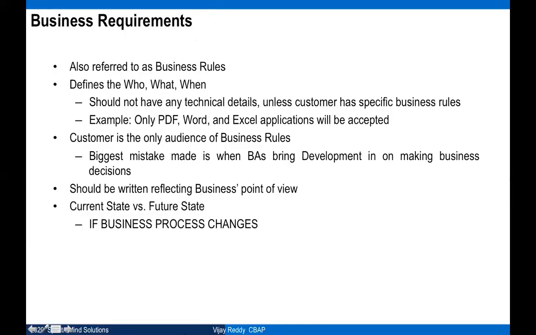Also referred to as business rules, it defines who, what and when, not how. It should not have any technical details unless the customer has specific business rules. The customer is the audience for the business rules, and it should be written reflecting the business point of view. As-is and to-be can be part of it, or business process changes can also be part of it. This is what is required from the business requirements perspective.